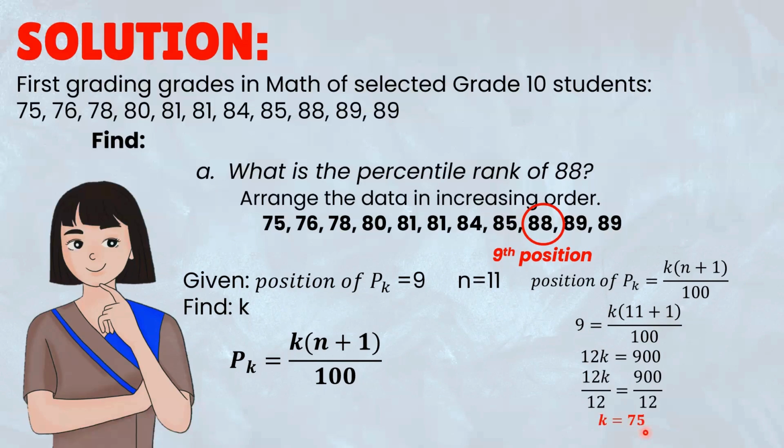So therefore, the percentile rank of 88 value is 75. Or the other way of saying it is percentile 75 value is equal to 88. Okay?